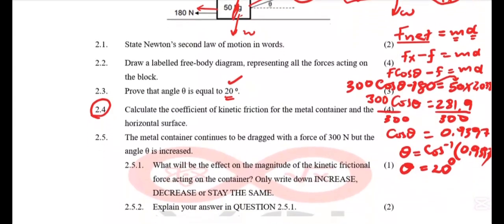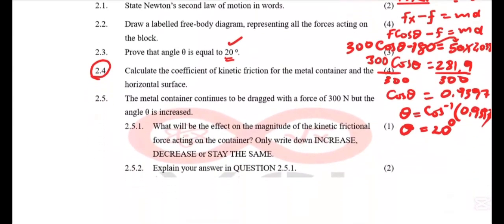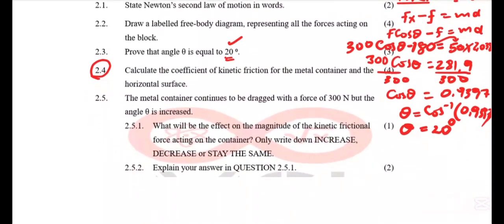What does 2.4 say? Calculate the coefficient of kinetic friction. So that is 2.4. We are given the formula sheet: Fk is equal to the coefficient of kinetic friction times the normal force. So in this case, you have to first calculate the normal force.